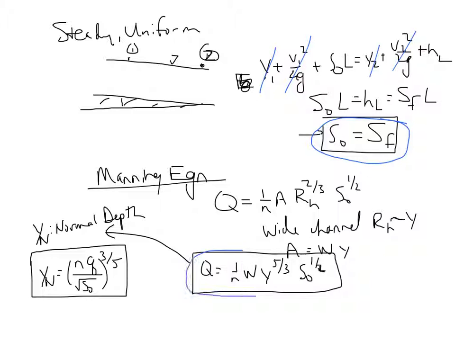So we have three key results then from lecture today. One relates to the energetics, one relates flow rate to depth and channel slope for uniform flow, and then using that result we can say something about the depth that would occur if we had uniform flow.